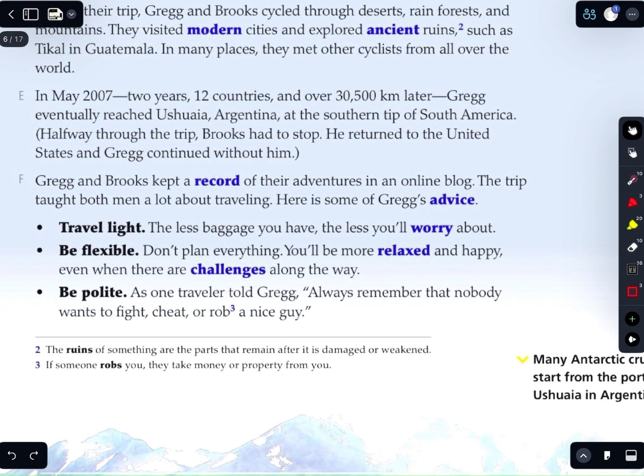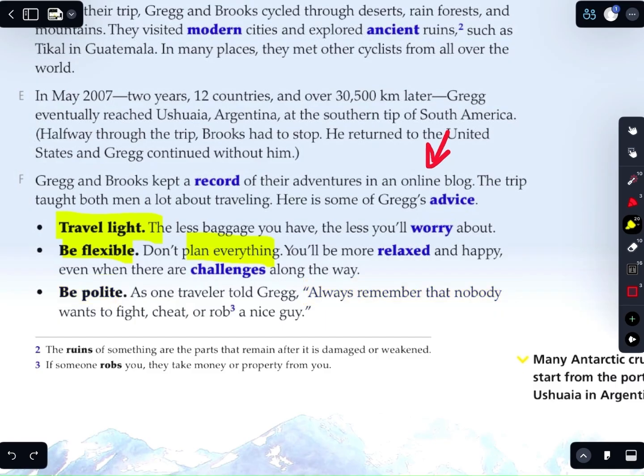Greg and Brooks kept a record of their adventures in an online blog, so an online website. The trip taught both men a lot about traveling. Here is some of Greg's advice. Travel light. The less baggage you have, the less you'll worry about it. Be flexible. Don't plan everything. You'll be more relaxed and happy even when there are challenges along the way. Be polite. As one traveler told Greg, always remember that nobody wants to fight, cheat, or rob a nice guy. Okay, well, that's good to know.